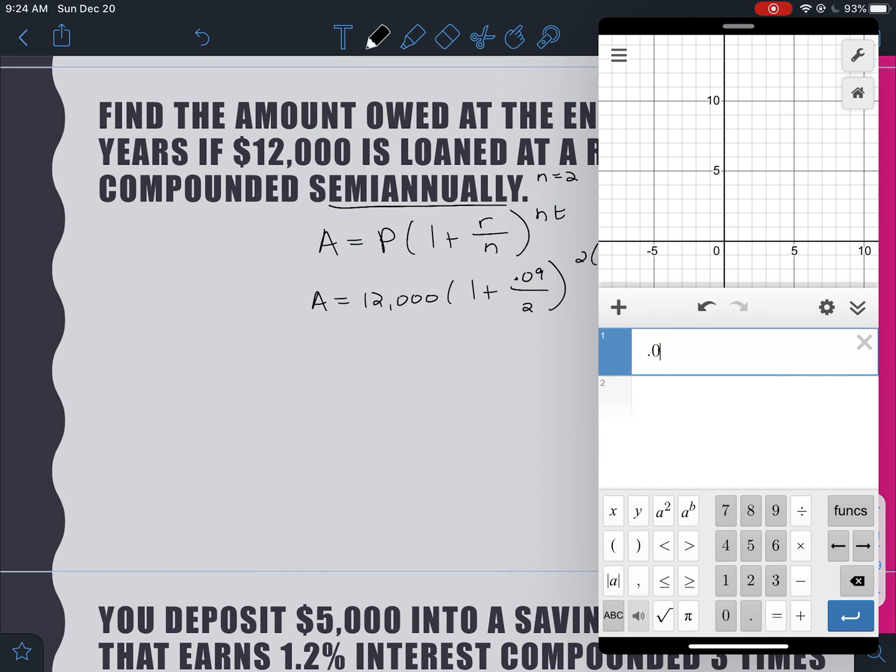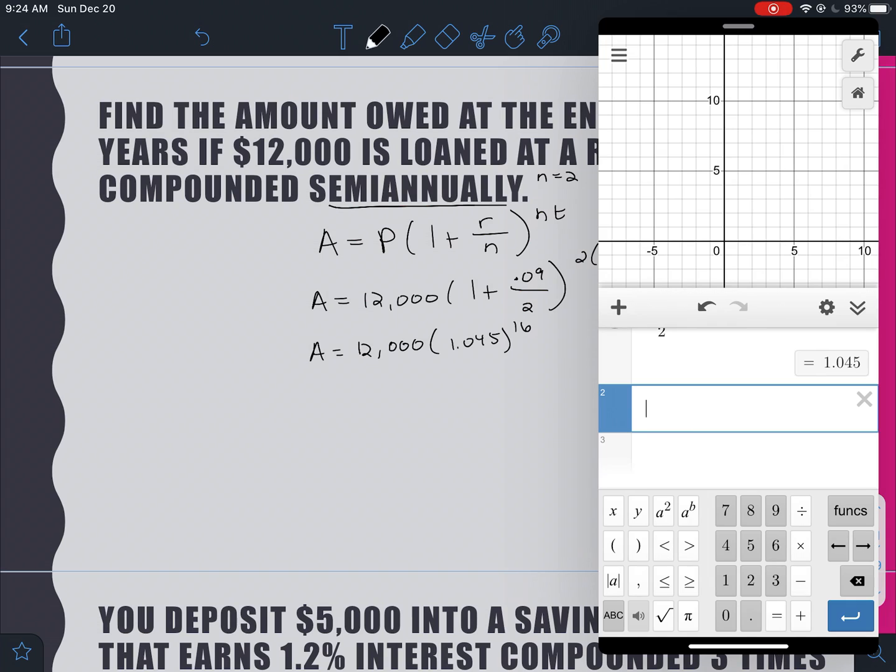All right, order of operations says do the inside of parentheses first. So we're going to do the inside of those parentheses first. And we do 0.09 divided by 2. And so we get 0.045. We'll add 1. And so we get A equals 12,000 times 1.045 raised to the 2 times 8 power. That would be 16.